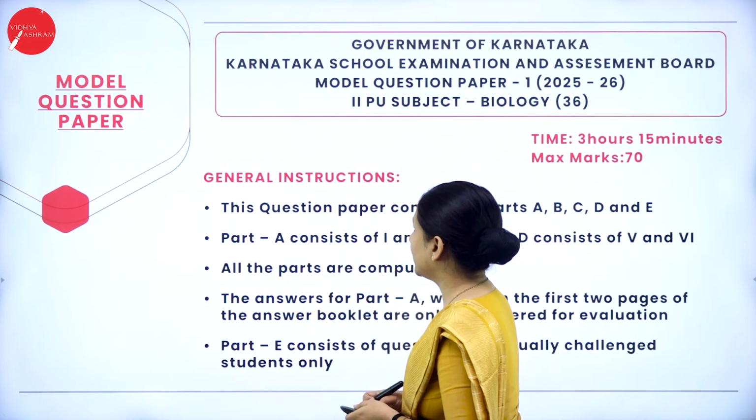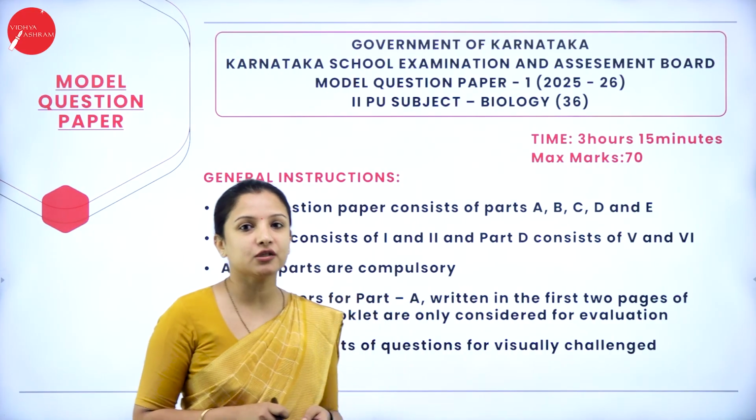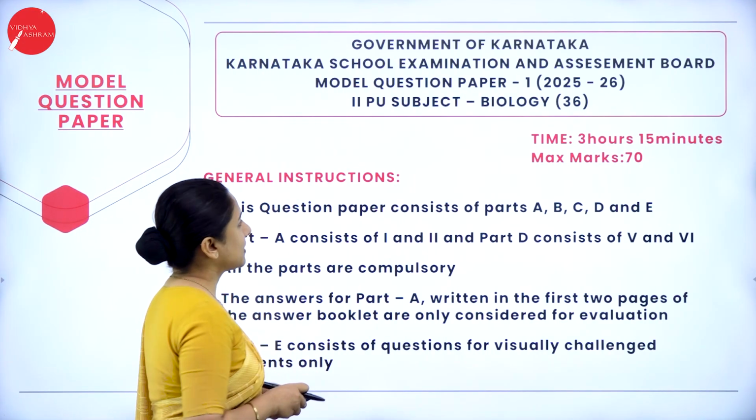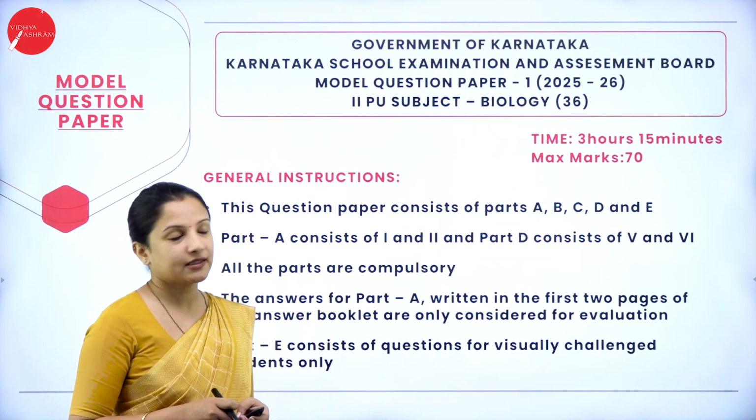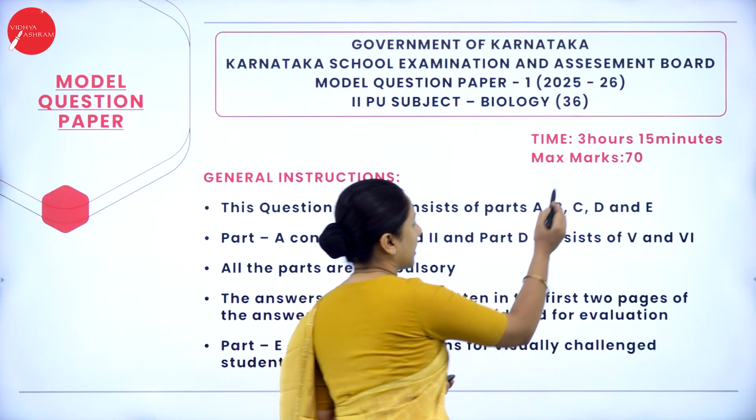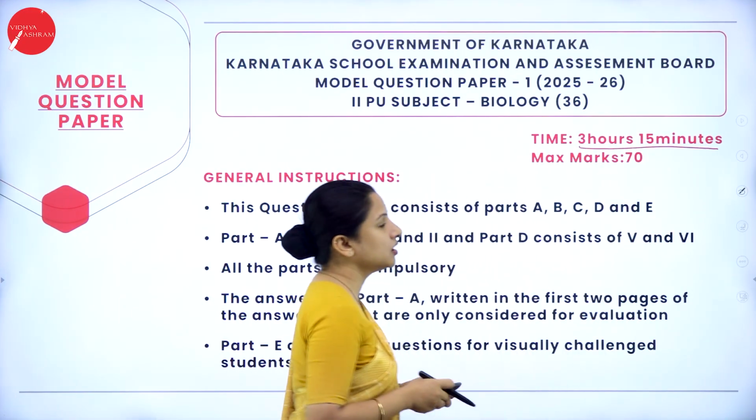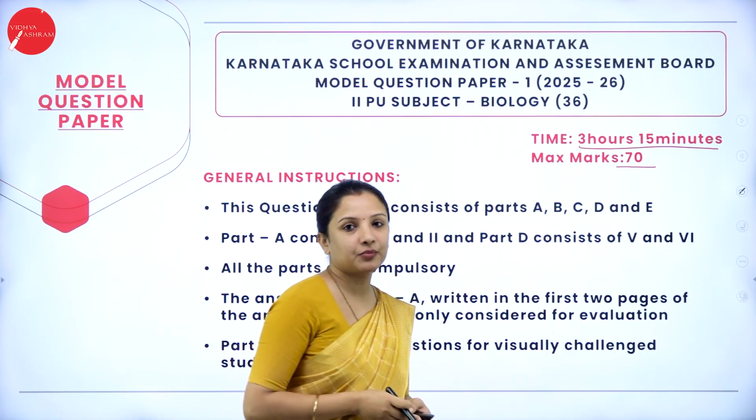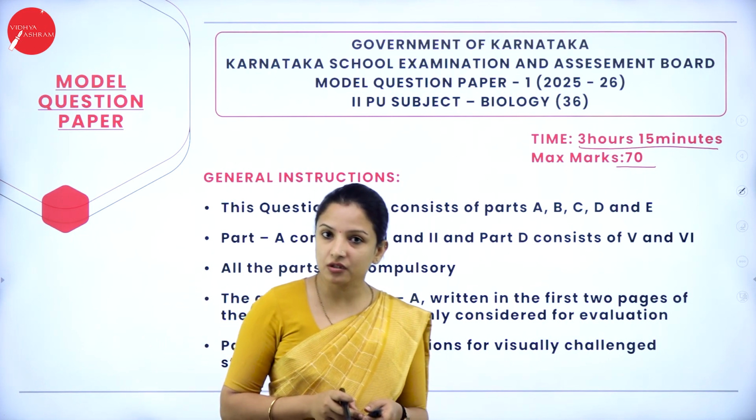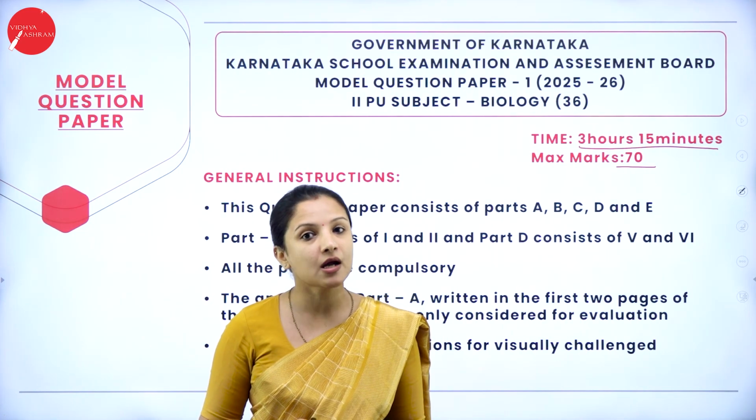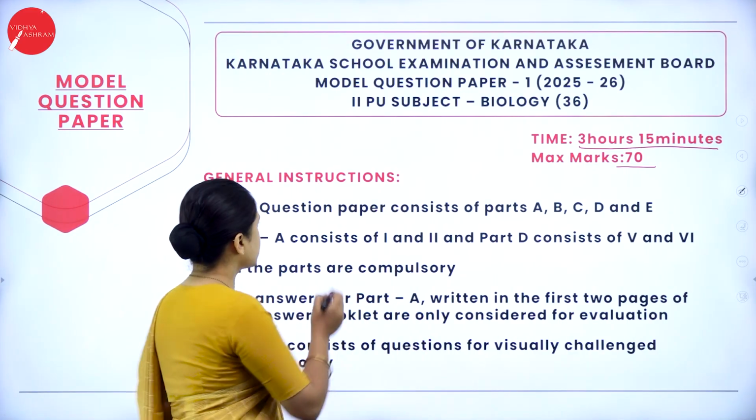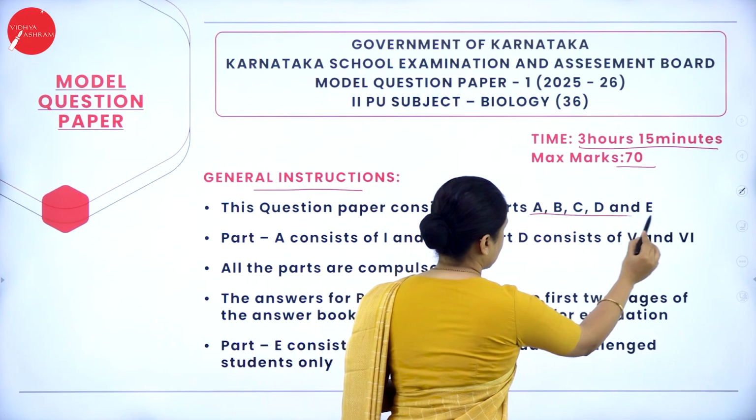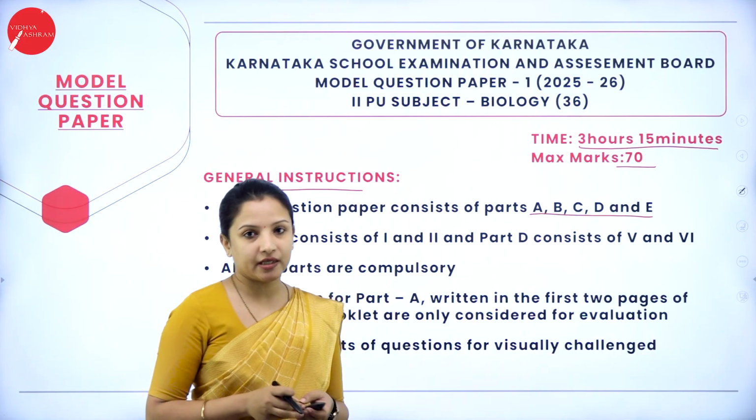To begin with, let's see what the general instructions are that you need to follow while answering the questions. The question paper comes from the Pre-University Board for the final exam, and a total time of 3 hours 15 minutes will be given for you to solve it, with maximum marks of 70, because you all know that it's a practical subject. So 70 marks for the theory paper that you write and 30 marks for the practicals that you conduct.